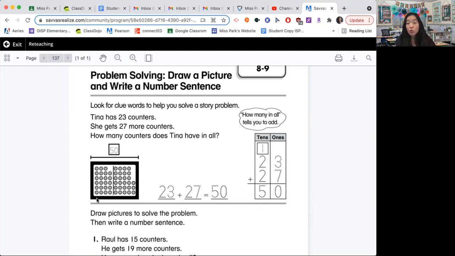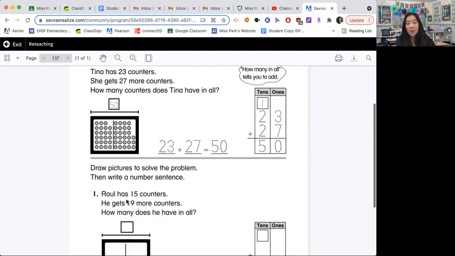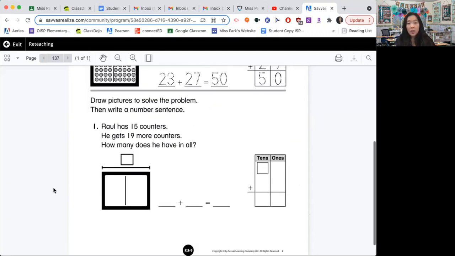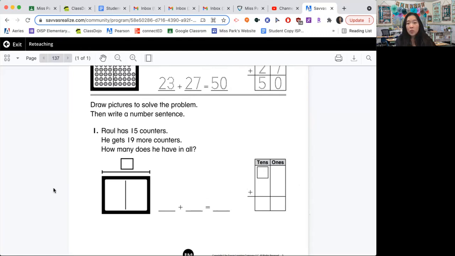Another way you can do it is you can draw a picture. So you could draw a picture of 27 and 23, and then add that all up. And then if you were to add all these counters up, you would get 50. Okay, so let's go ahead and do this one together. Draw a picture to solve the problem, then write a number sentence.